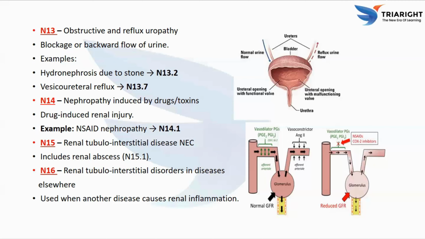So N16 is for tubulointerstitial disorders in other diseases. What are the other diseases? It is used when another disease causes the kidney inflammation, such as diabetes, autoimmune disorders, sarcoidosis. So this is how you code N13, N14, N15 and N16 category codes.